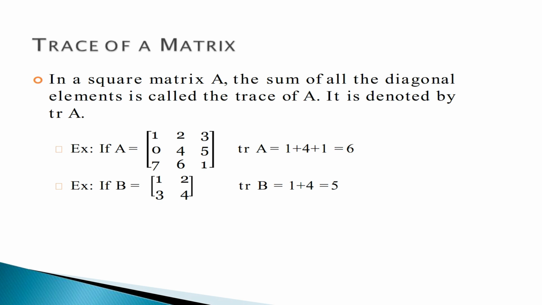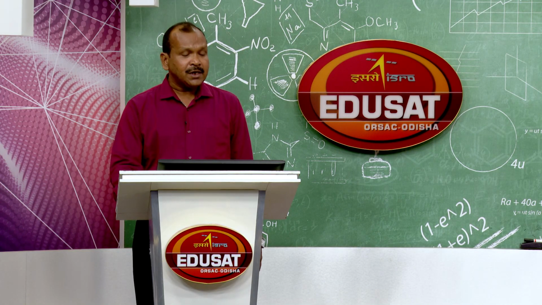Similarly, in example 2, if B is a matrix containing the elements 1, 2, 3, 4, this is a square matrix of order 2. Here trace of B becomes the sum of the leading diagonal elements, 1 plus 4, that becomes 5. That is called the trace of a matrix.